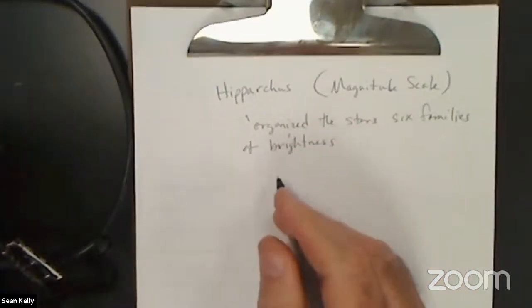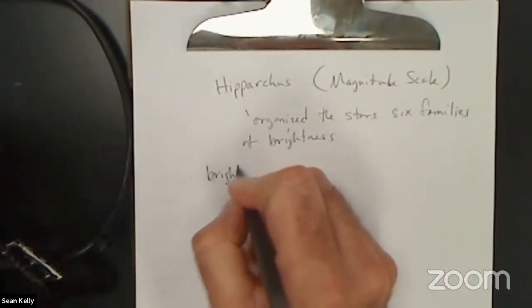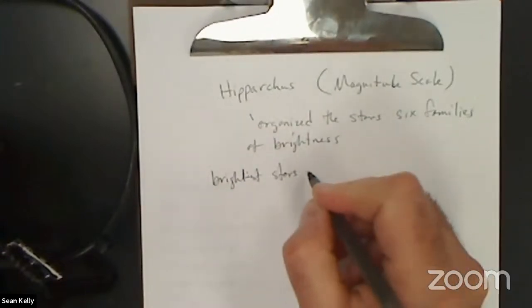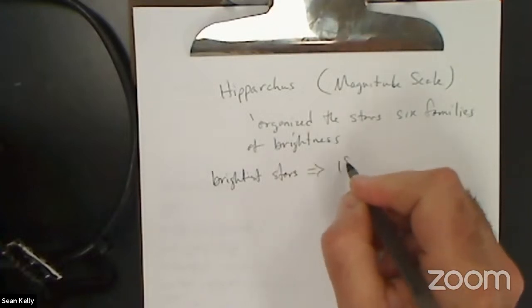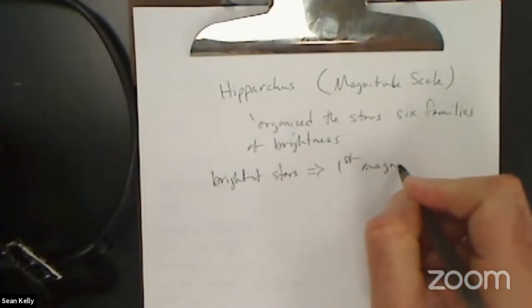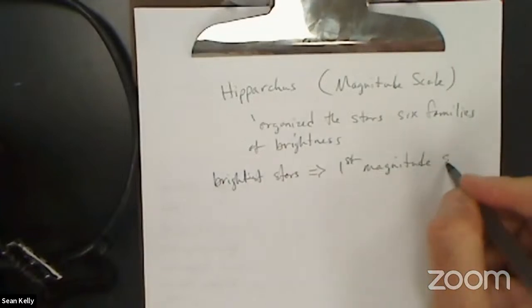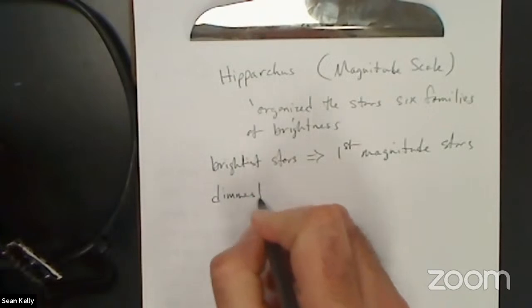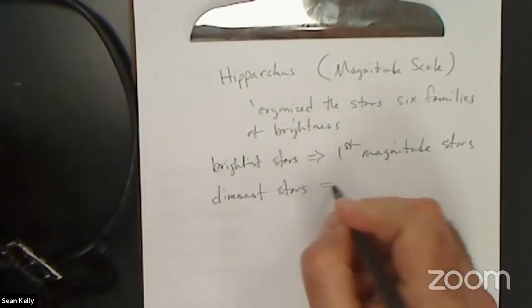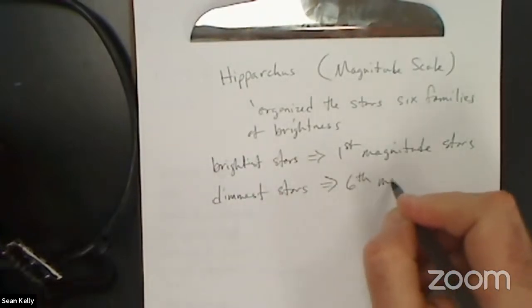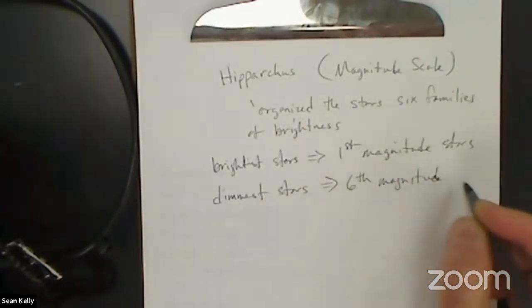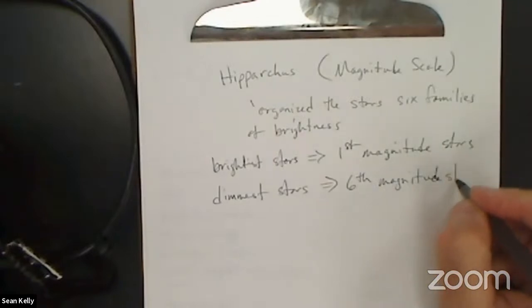So he said that the brightest stars were the first magnitude, the first magnitude stars. And the dimmest stars that he could see were called the sixth magnitude stars. Now, he did this a long time ago before he had scientific apparatus to measure the intensity of stars. He just used his eye.